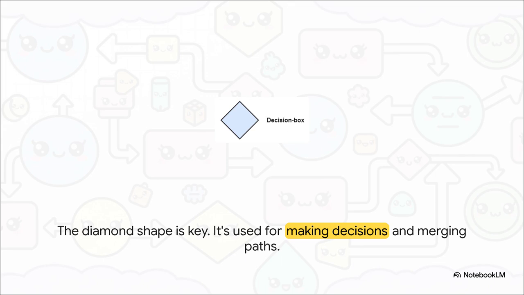Okay, this diamond shape is a big one. It's a critical control node that basically acts like a traffic cop for the workflow. It directs the flow based on specific rules, and we're going to see how it's used for making decisions and for bringing paths back together.